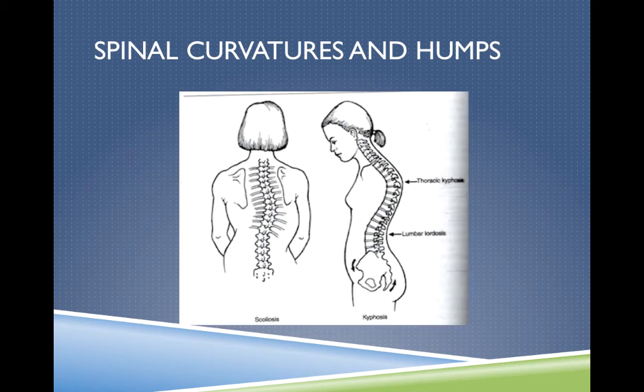In this diagram, you can see thoracic kyphosis, which is on the very top, and then lumbar lordosis, which actually curves in the back, and then the scoliosis, you can see the curvature of the spine from side to side.